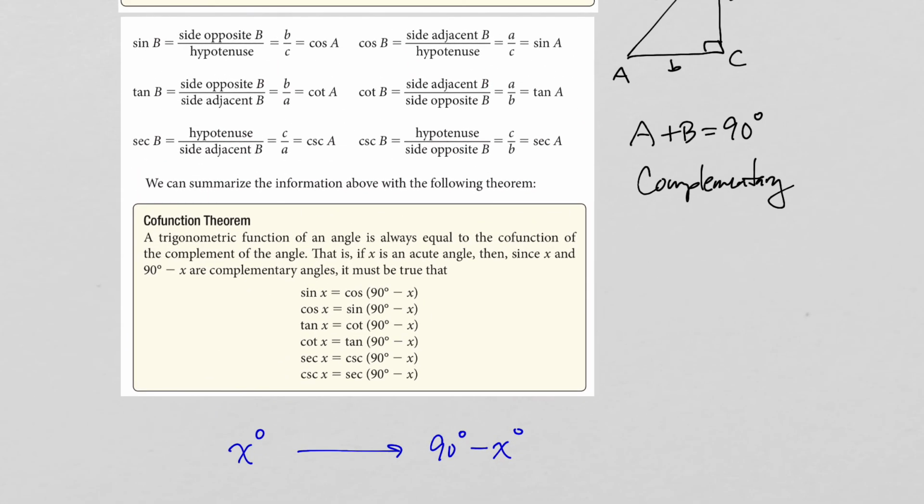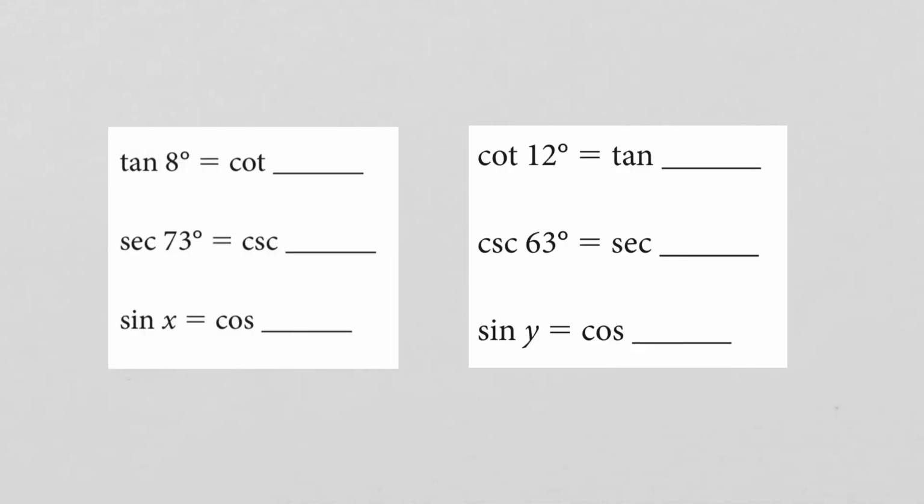Now let's take a look at some examples. In the first example, it says that tangent of 8 degrees is the same as cotangent of what? So what we need to do is simply find the complement of 8 degrees. Now the complement of 8 degrees is 90 degrees minus 8 degrees, which is 82 degrees. So tangent of 8 degrees is the same as cotangent of 82 degrees. And we could do the same thing for all of these.